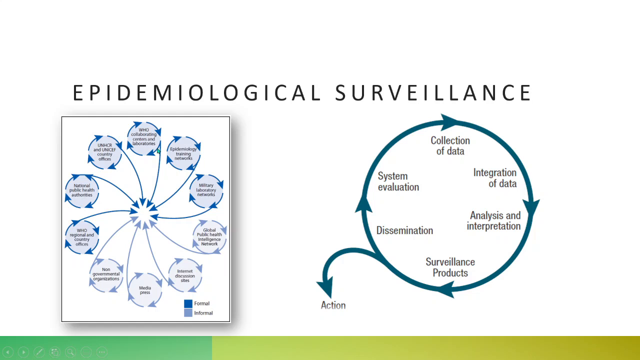These include WHO, collaborating centers and laboratories, epidemiological training networks, military laboratory networks, global public health intelligence network, internet discussion sites, media, press, non-governmental organizations, NGOs, WHO regional and country offices, national public health authorities, UNICEF, UNHCR, and their country offices. So we have a lot of formal and informal agencies working for the epidemiological surveillance data.